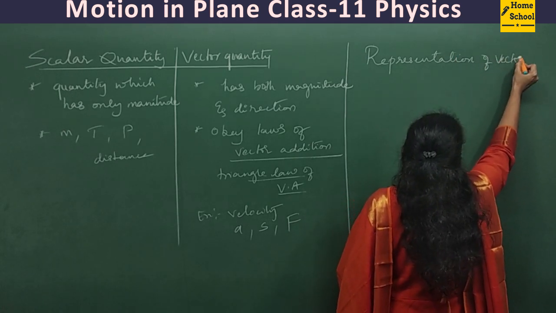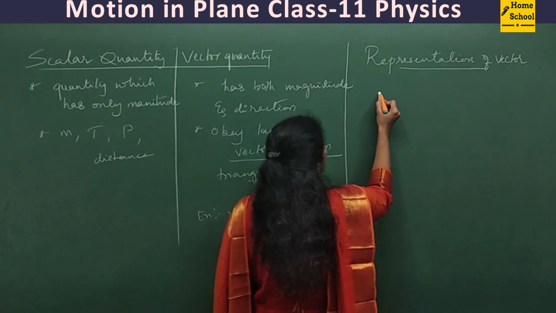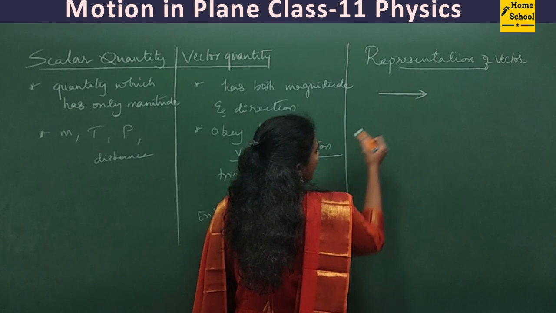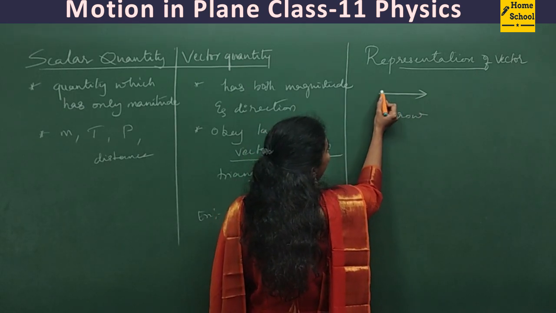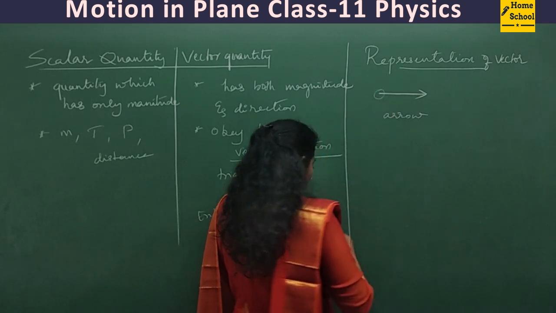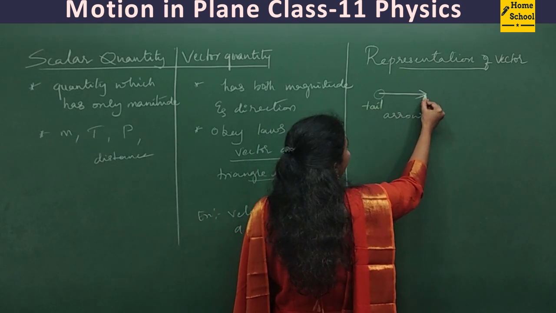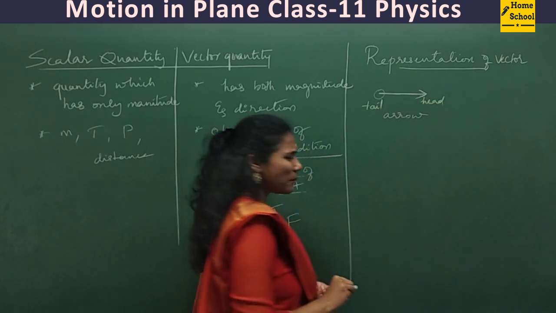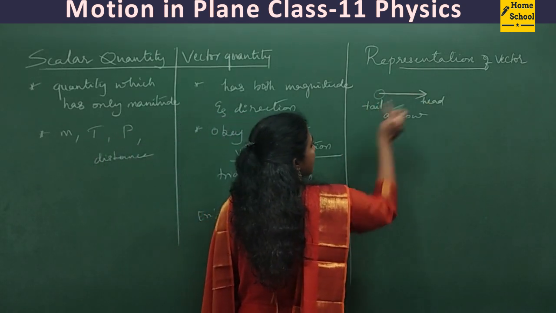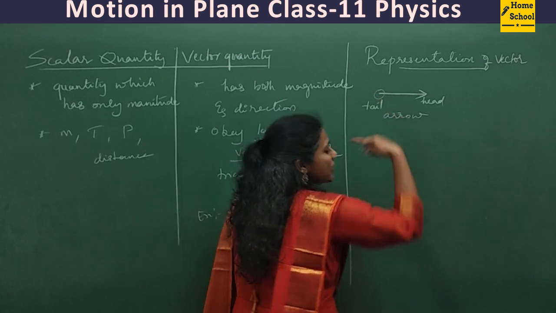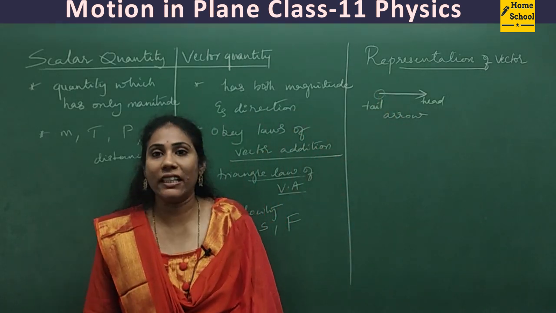Representation of vector, right? See, a vector is always represented as just an arrow. This part of an arrow is called the tail part. And this part of an arrow is called the head part. So much easy. No need to get confused here. So this is our tail part. This is our head part. So vector is just an arrow. Vector means it's an arrow. So that's a way of representing a vector.